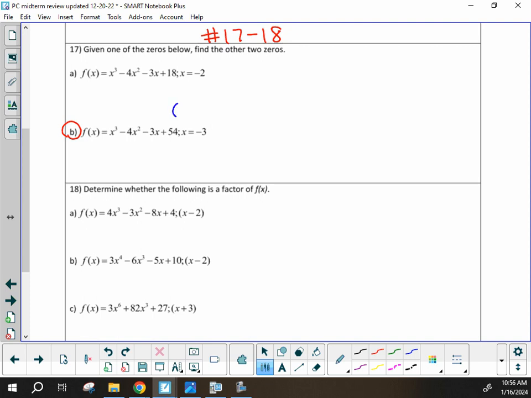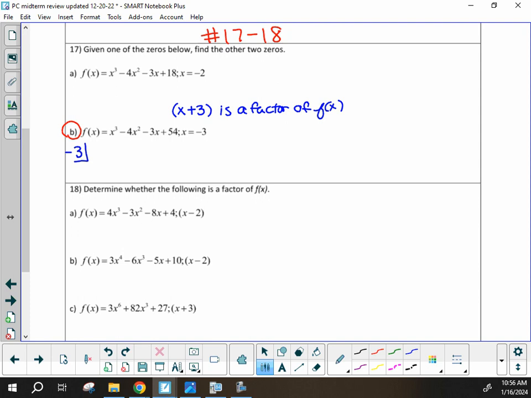If x equals -3 is a zero, then x plus 3 is a factor of f of x, and we'll use that at a later stage in the problem. Okay, so if we know one of those zeros or one of the factors, we can use synthetic division to try to find the other factor and then eventually the other zeros.